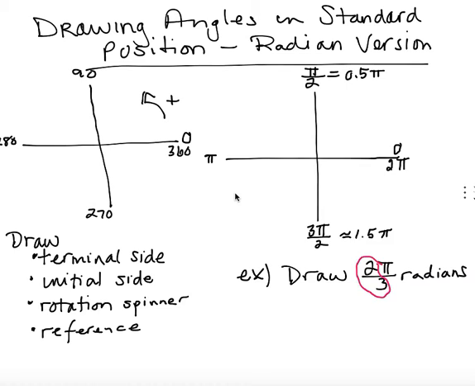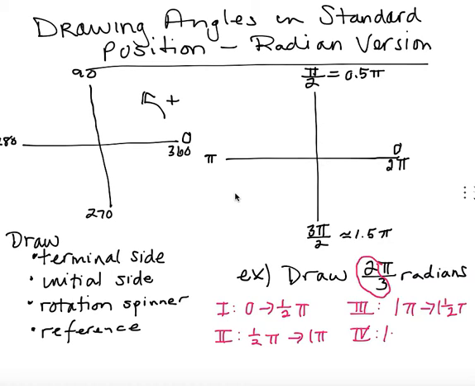Is 2/3, is it between 0 and 1/2? That would be quadrant 1. Is it quadrant 2, which is from 1/2 pi to 1 pi? Is it 3? So does that value fall between 1 pi and 1½ pi? Or is it going to be in quadrant 4, which will put me from 1½ pi to 2 pi?